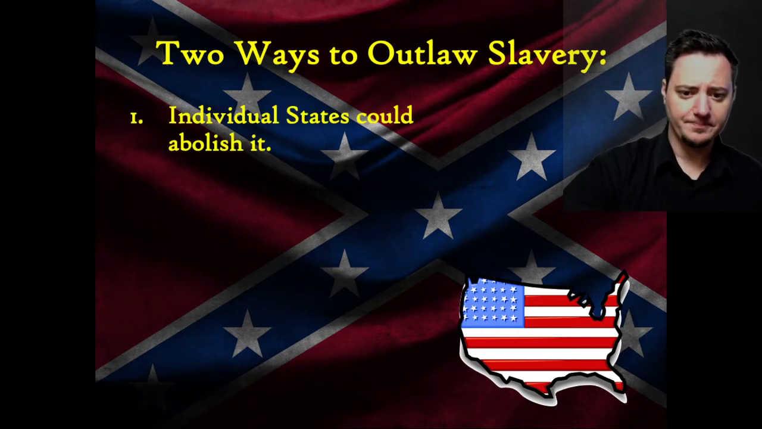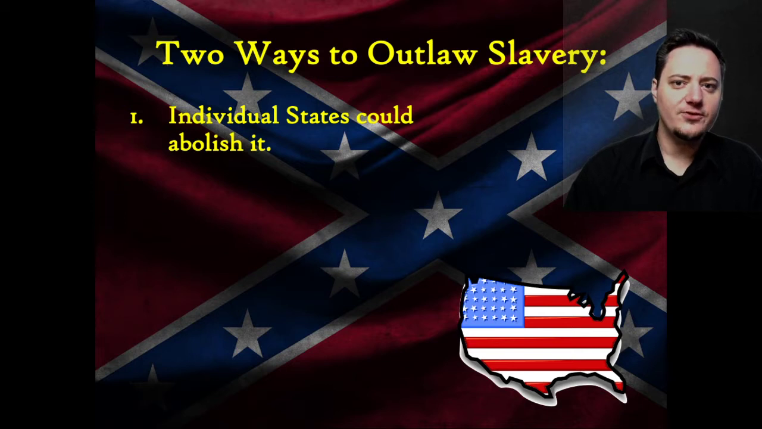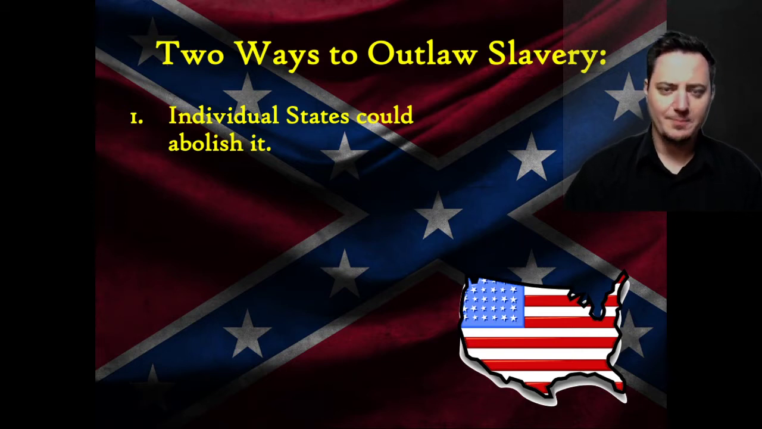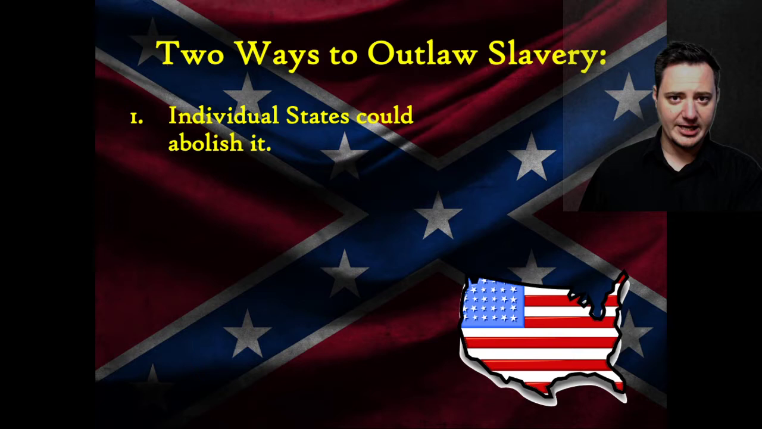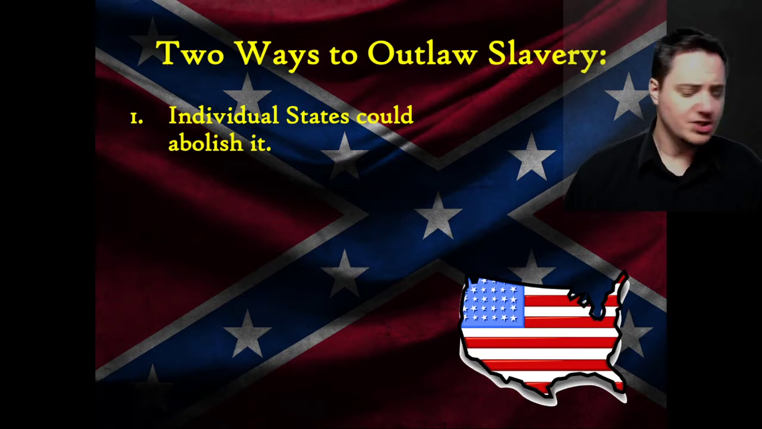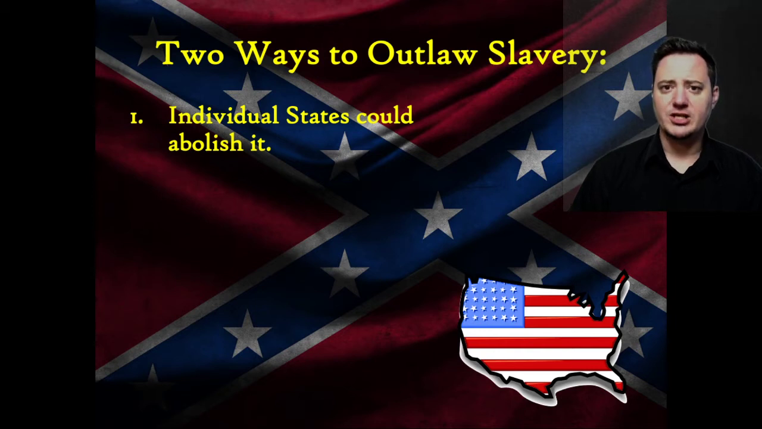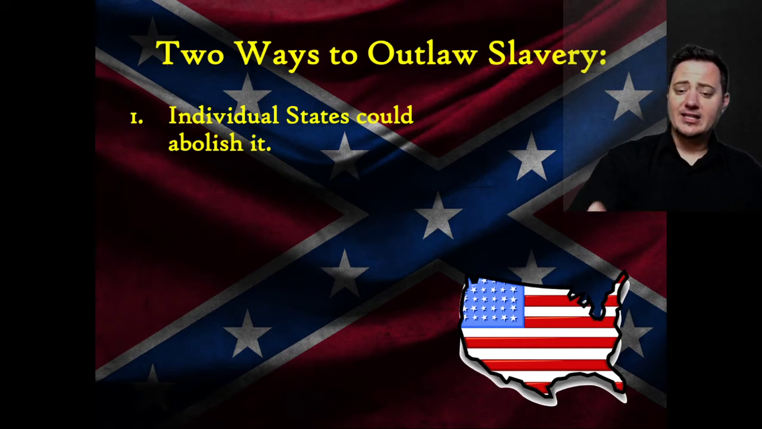The first option is you can get each individual state to make something illegal. So back in the 1800s, each individual state could have said, we want slavery to be illegal. That's one way of abolishing or getting rid of slavery. Just like nowadays, if you want to get rid of something, each individual state can do it. And in the 1800s, many states had already done that.